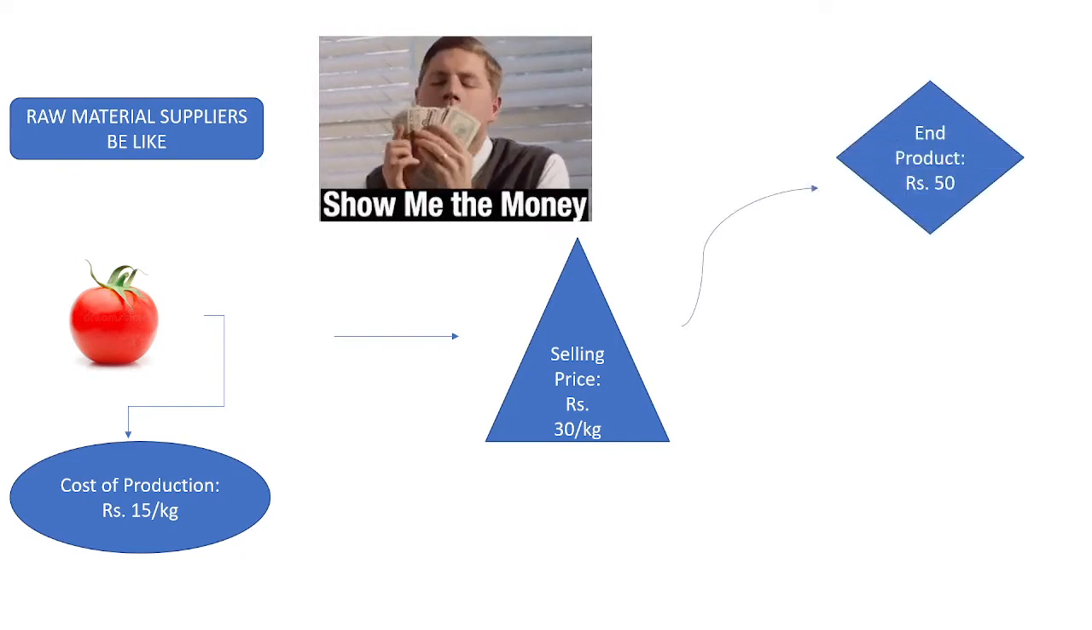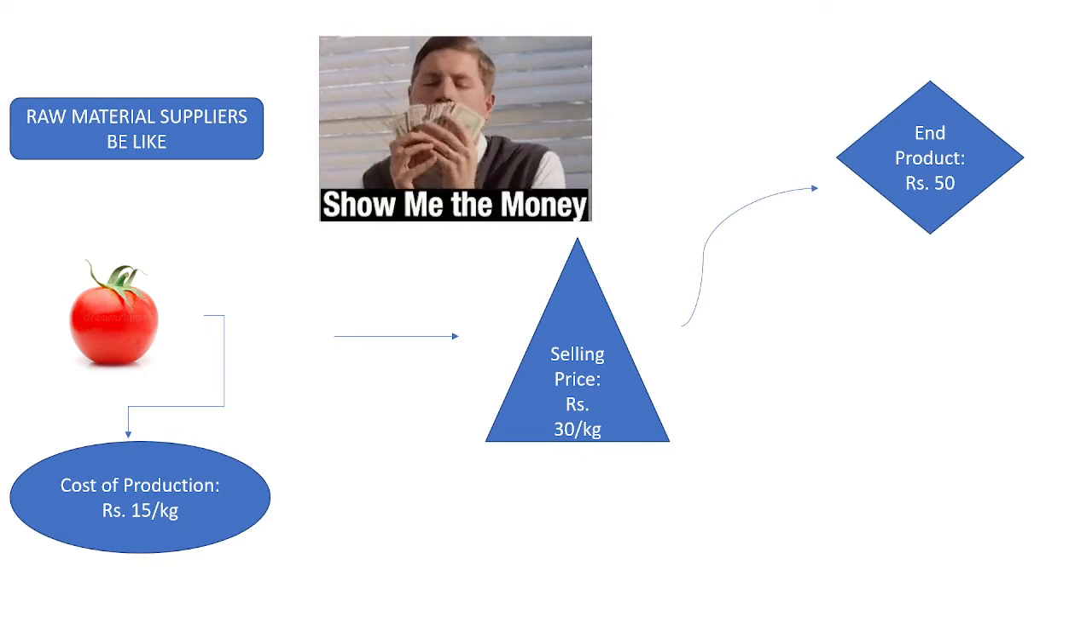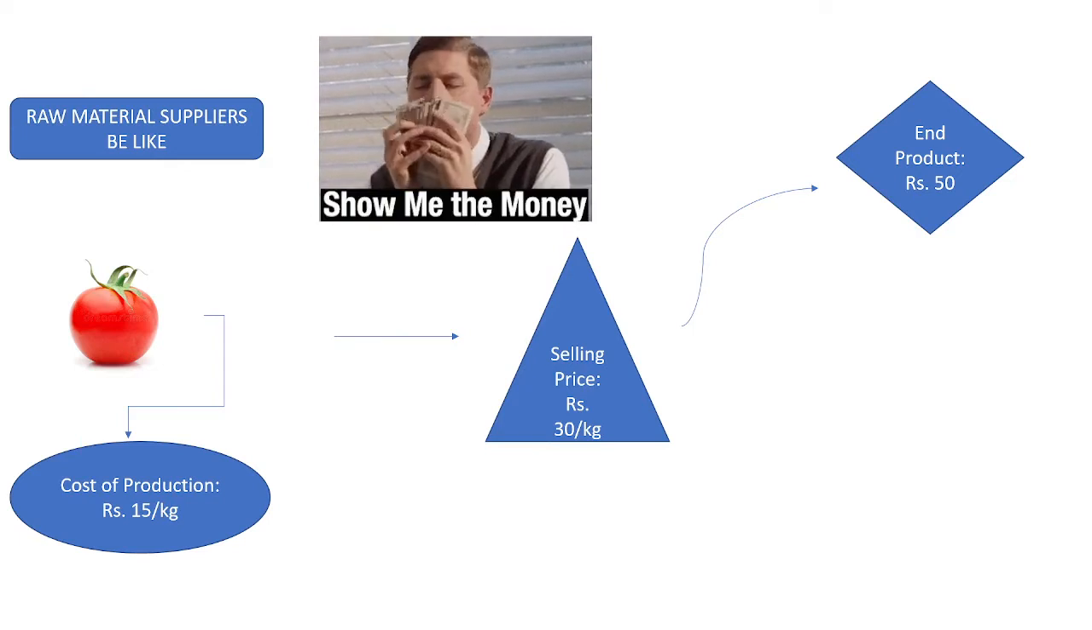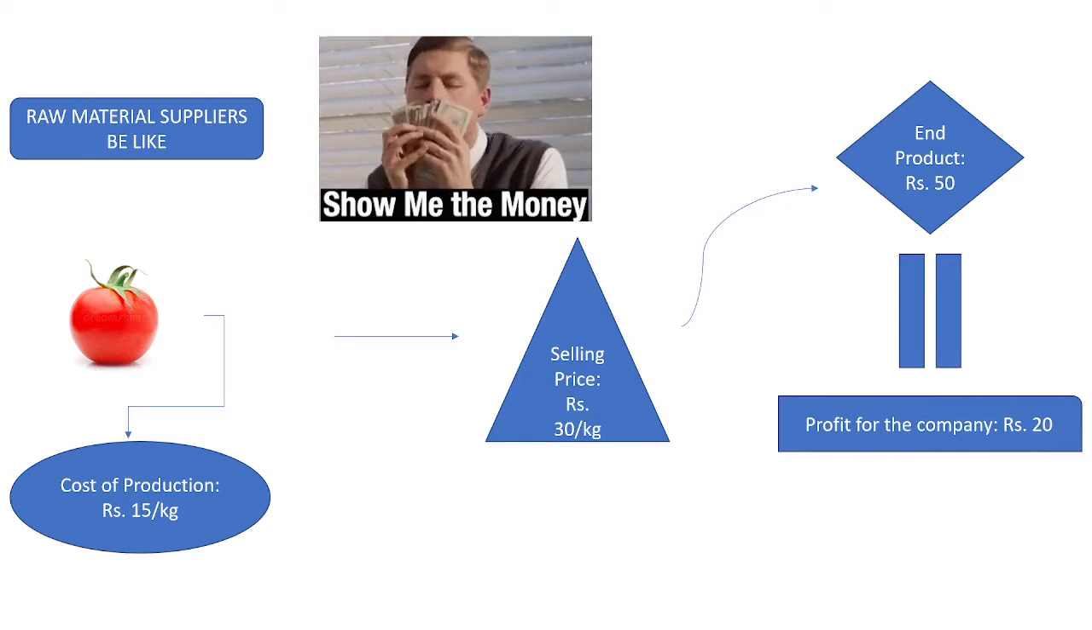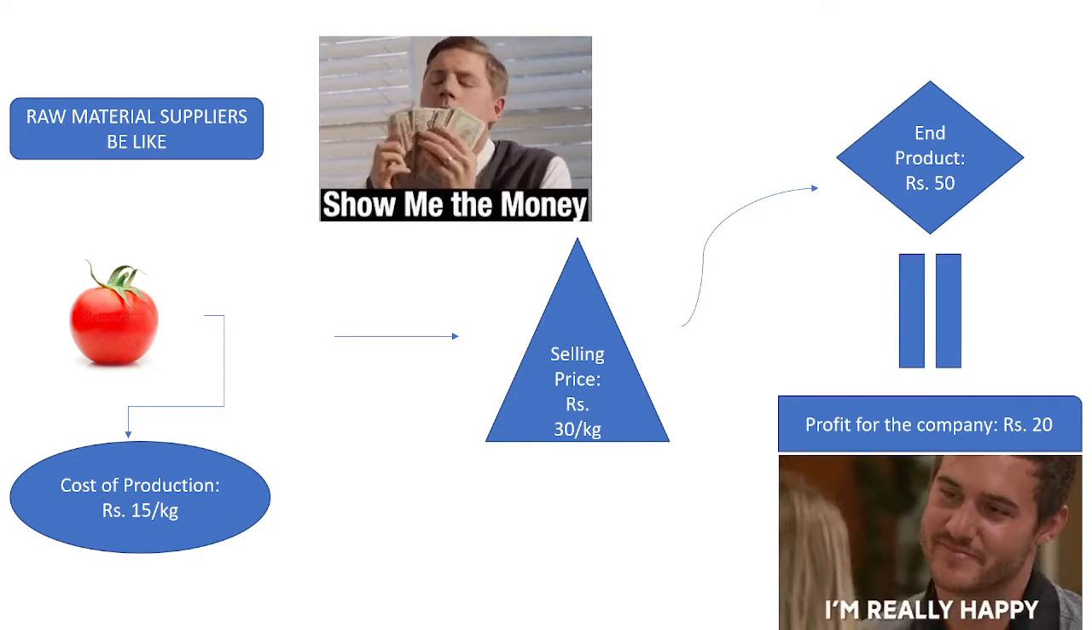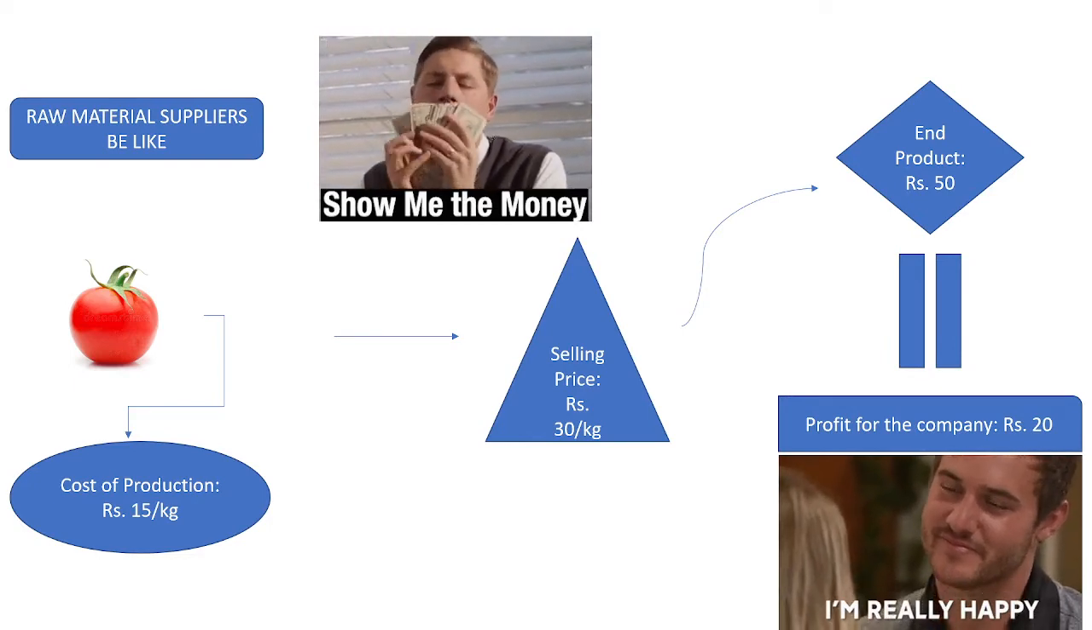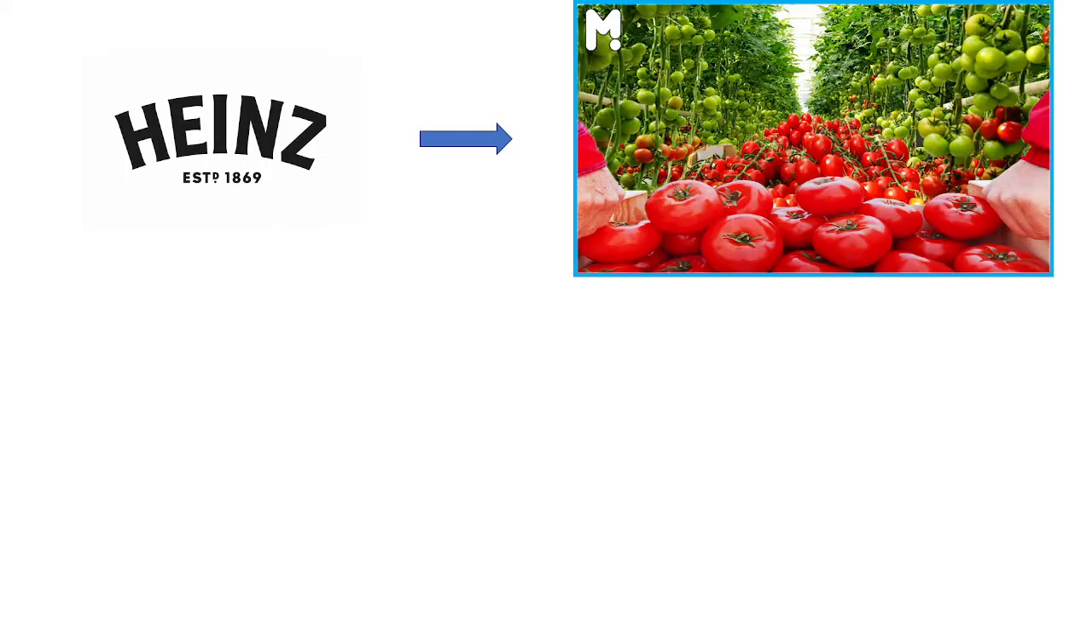Now Heinz takes the tomatoes, processes them, makes them into a sauce and sells it for 50 rupees. So the profit for the company is 20 rupees. The company is really happy with the profit. Now the company decides to increase its margin. So what does it do? Heinz, the ketchup brand, buys the farm.